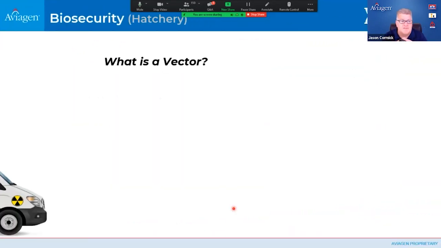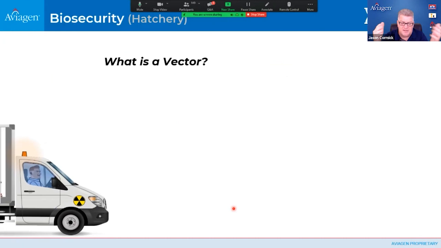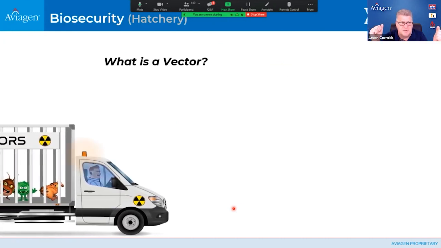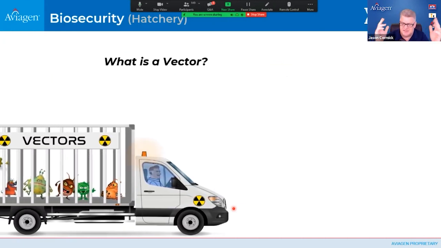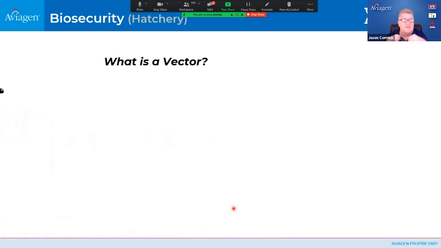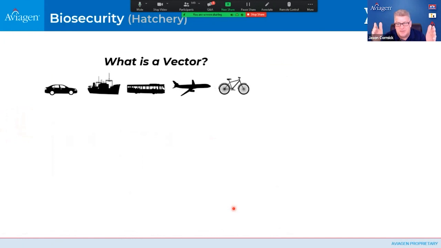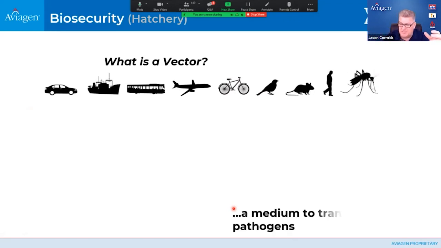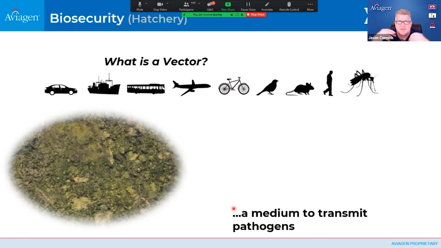So we'll look at vectors, and vectors are just a means of transport, essentially. That's the easiest way to think of it. We think of mechanical transport, but of course, there's also biological transport. And that's where, if we're looking at pathogens, most of them come in. The mosquito is a good example of that.